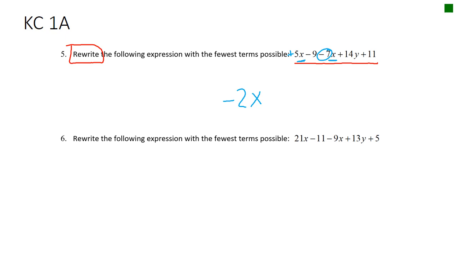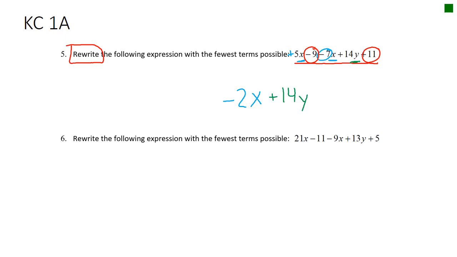What's next? Well, I noticed that there's a y, but I don't see any other number with a y, so I'm going to keep the 14y. I can't do anything with it. Okay, next. All I have are the numbers that have no more letters. So the ones that don't have letters are negative 9 and positive 11.